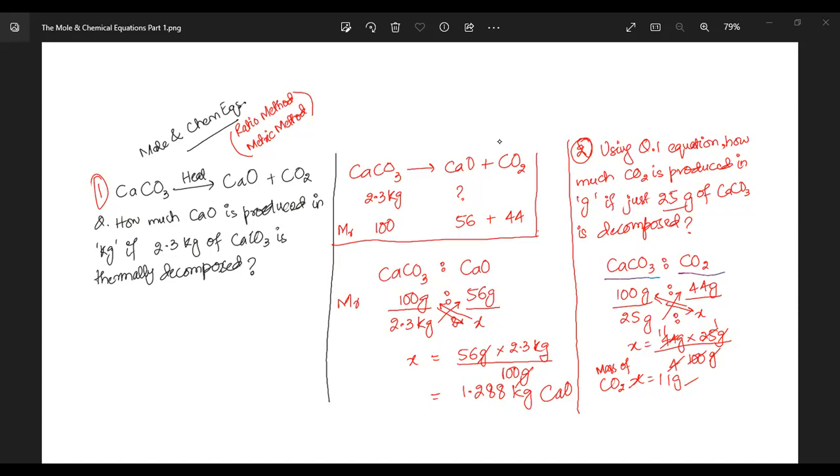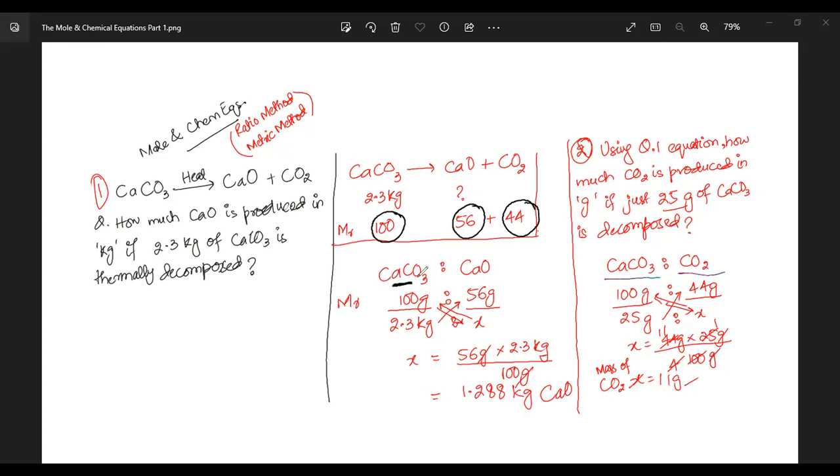So I wrote the equation, and I balanced the equation if need be. Since this equation is already balanced, I'm not going to balance it again. And I simply went on with writing the MRs. Writing the MRs actually gives us the mass ratios. So you can see we have the mass ratio over here. This MR is 100, this MR is 56, this MR is 44.